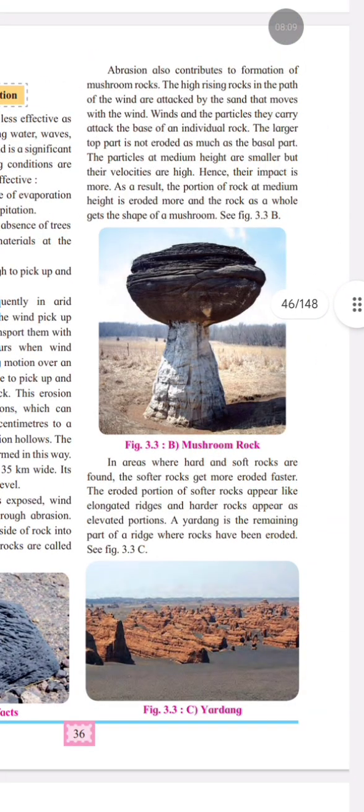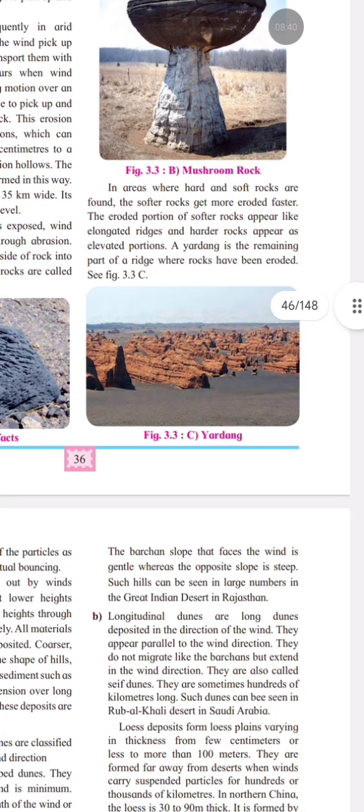Next is mushroom rock. Figure 3.3b shows a mushroom rock. Wind abrasion can also create mushroom rocks. Why does this happen? The sand carried by wind attacks the lower and middle portions of the rock more strongly, so the upper portion is comparatively less eroded. Therefore, the middle portion becomes narrow and the upper portion remains broad. The rock gets a mushroom-like shape. That's why it is called a mushroom rock.